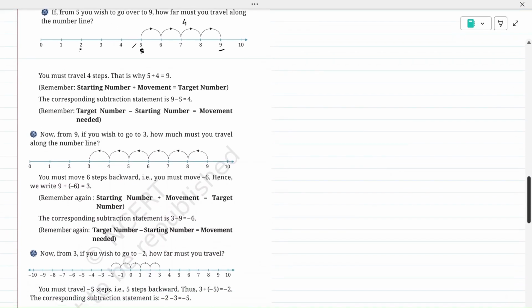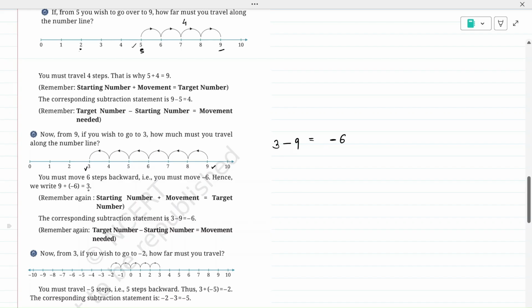Okay. Next, you are at 9, and from 9 you wish to go to 3. That means 9 is my starting position, 3 is my target position. I want to go from 9 to 3. How can I find out? Target position 3 minus the starting position 9, right? So this will give me 6, but since it's a backward direction, because I am going back from 9 to 3, it will be minus.